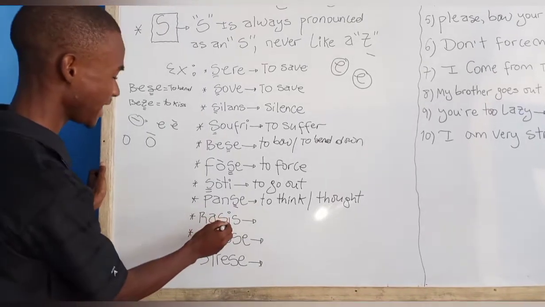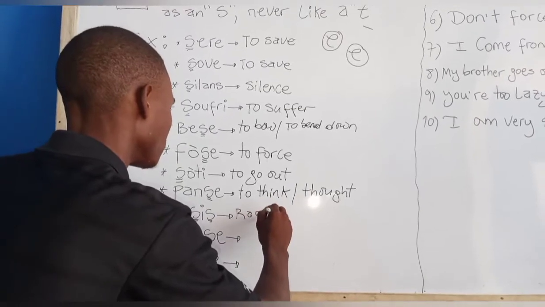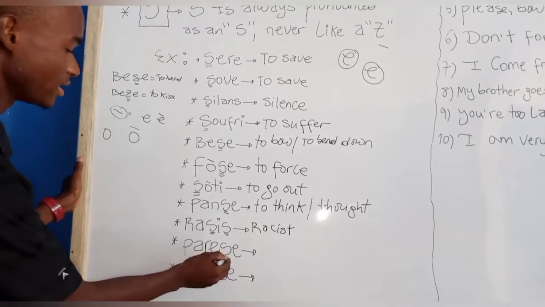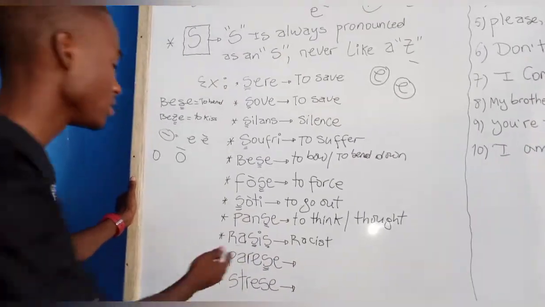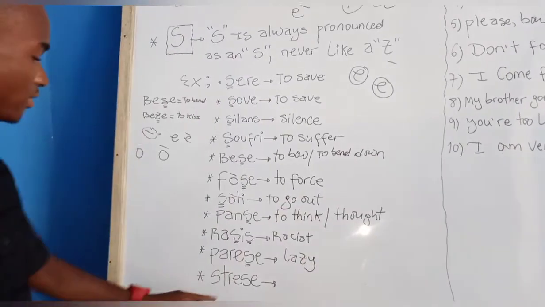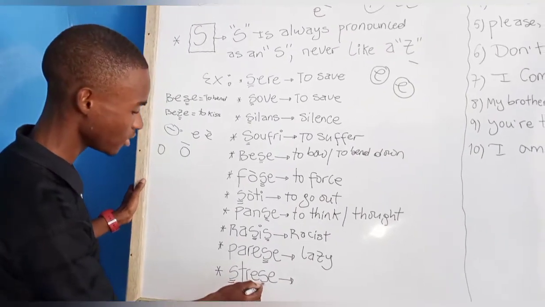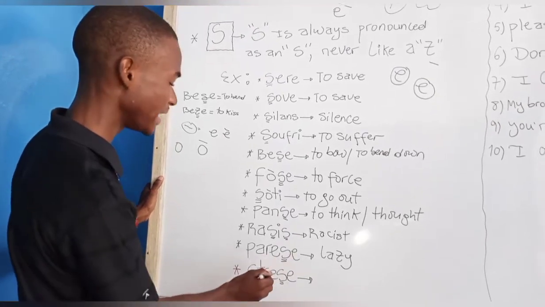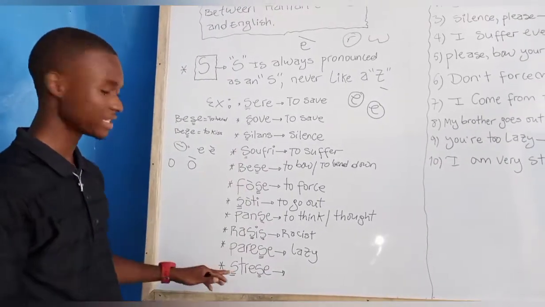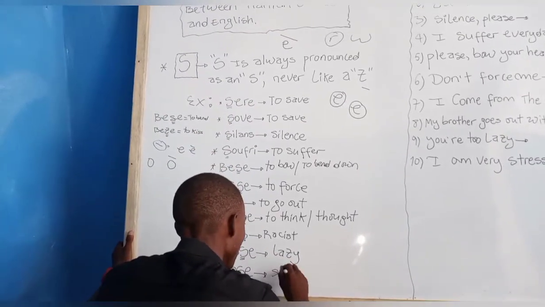Racis. We don't say racis, but racis, which means racist. Paresser. We don't say paresser, but paresser because this is an S. This word means lazy. And the last word we have is stresser. It's all S, never Z. Stresser. Not stresser, but stresser. Which means to be stressed out. Okay?